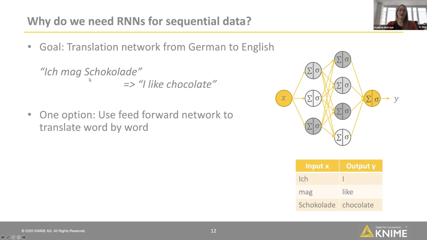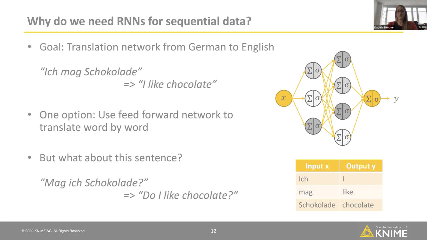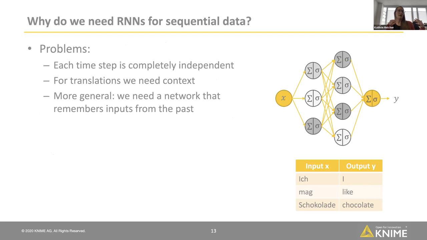But what would happen then with the sentence or the question, mag ich Schokolade, which means do I like chocolate? If I now use this trained network to translate this sentence, then we would translate mag into like, ich into I, and Schokolade into chocolate, and the sentence would be like I chocolate, which is not a grammatically correct English sentence or question, because the correct translation would be do I like chocolate? And the problem with feedforward networks is that they take each input in a sequence completely independent from all the other inputs or values in the sequence around it.